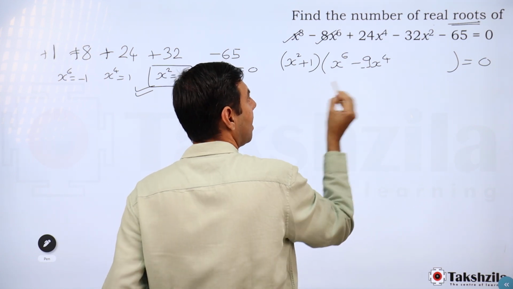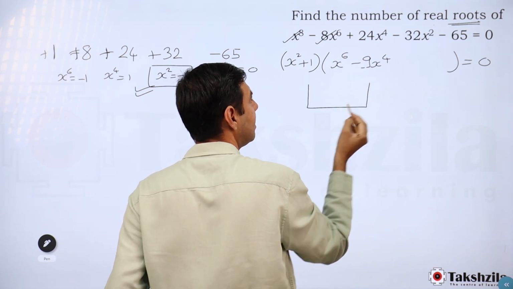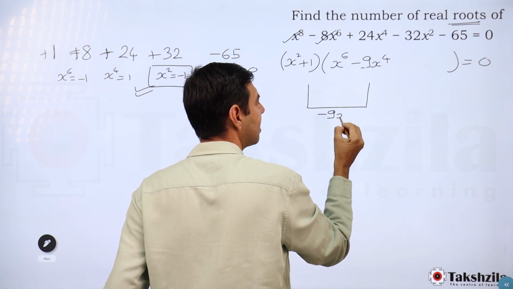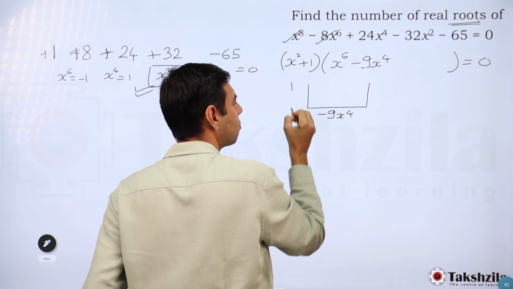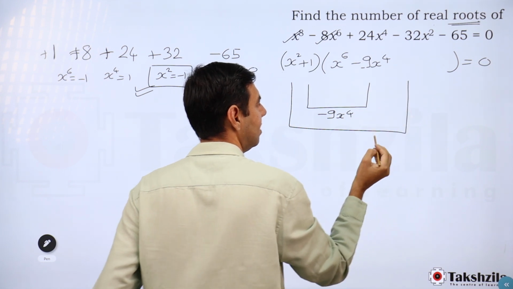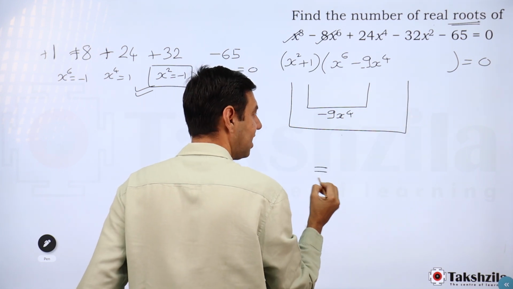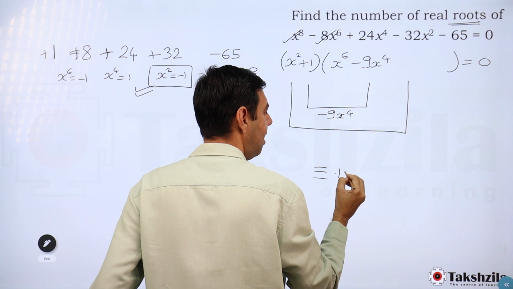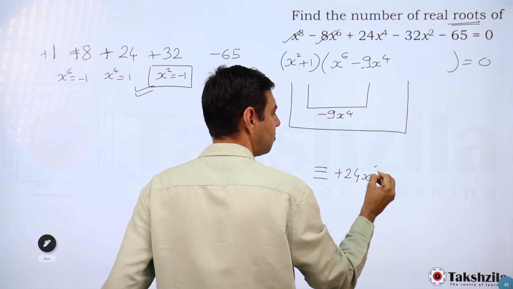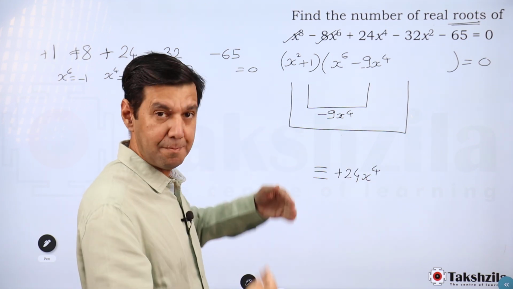Now the new term. This and this is a minus 9x raised to 4. X square and this term here should be something such that the net result is a plus 24x raised to 4. So this is a minus 9.